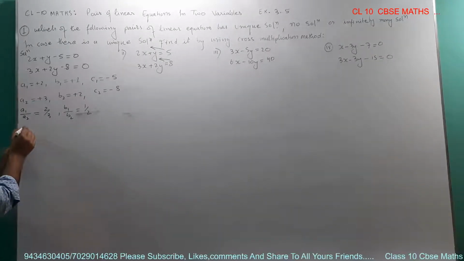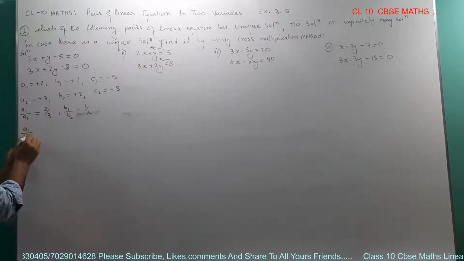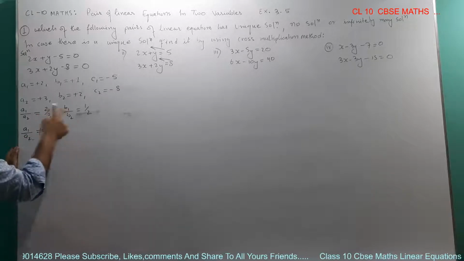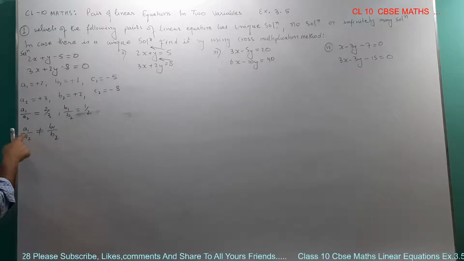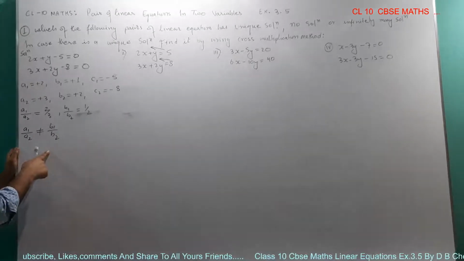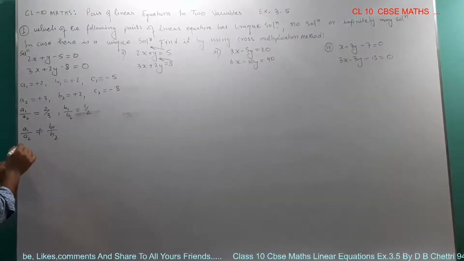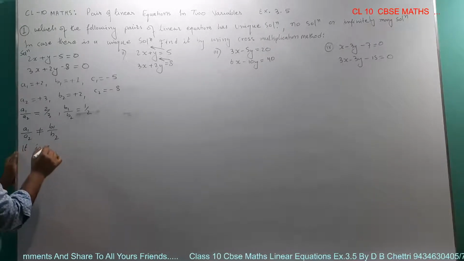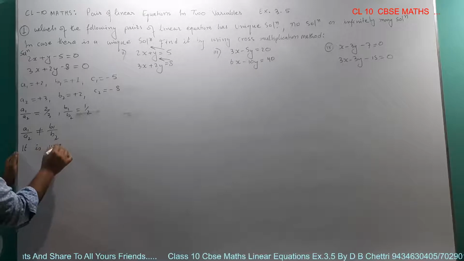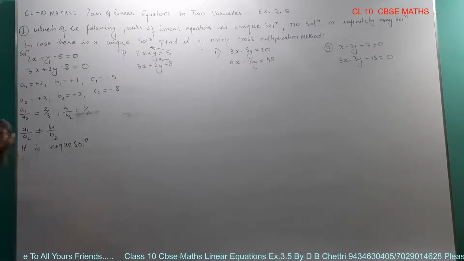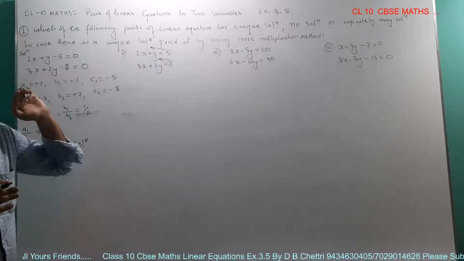Now from here what did we get? a1 by a2 is not equal to b1 by b2. Why? Their ratios are not same. That's why if a1 by a2 is not equal to b1 by b2, it means the equation has a unique solution. Okay, therefore it is unique solution. Okay, if unique solution, then the question asks to get the values of x and y by the cross multiplication method.